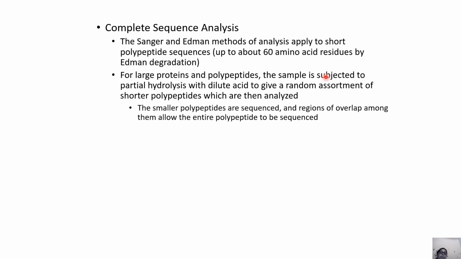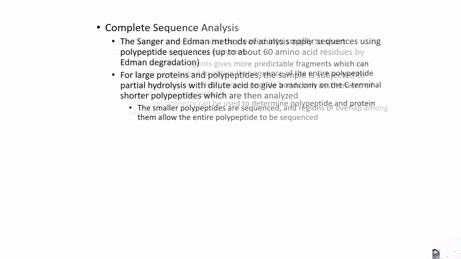The Sanger and Edman methods of analysis apply to short polypeptide sequences. For large proteins and polypeptides, the sample is subjected to partial hydrolysis with dilute acid to give a random assortment of smaller polypeptides, which are then analyzed. The smaller polypeptides are sequenced. The overlaps among the fragments allow the entire polypeptide to be sequenced.